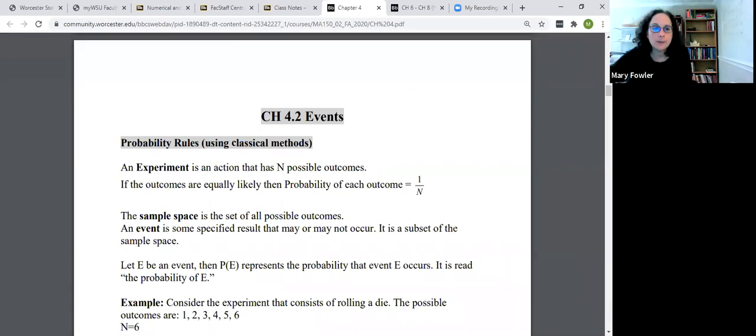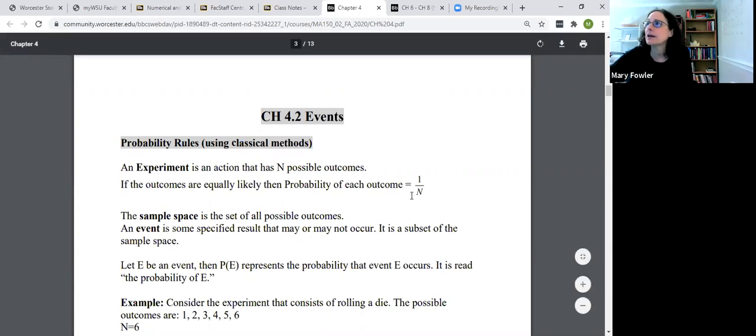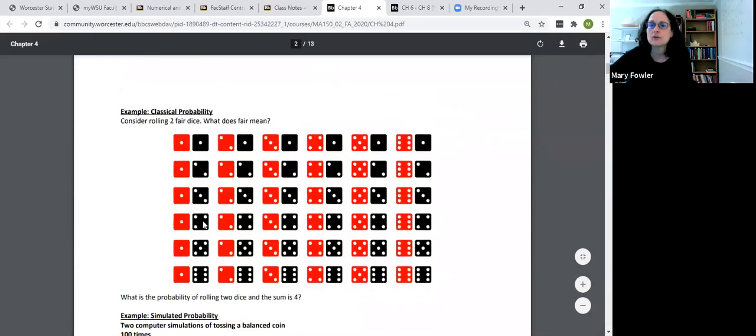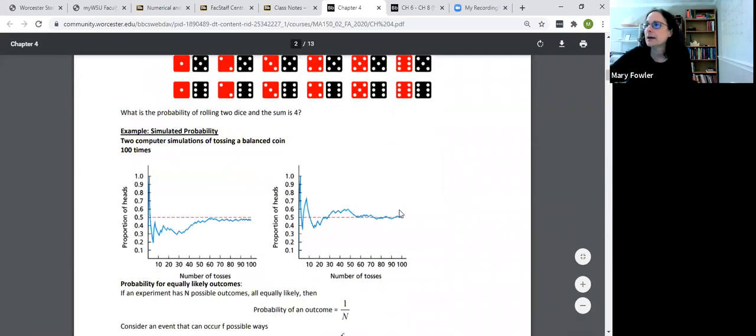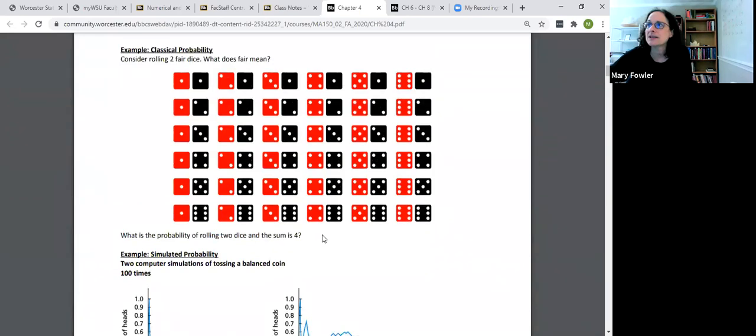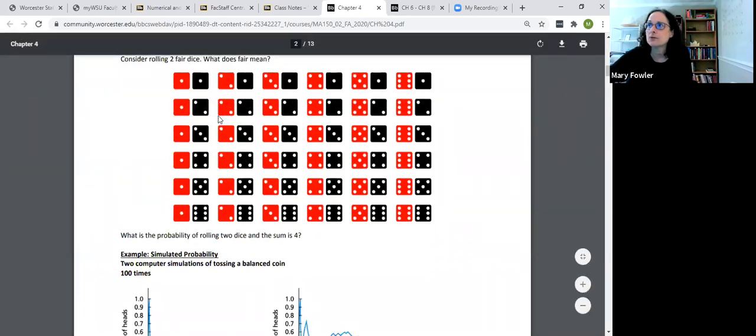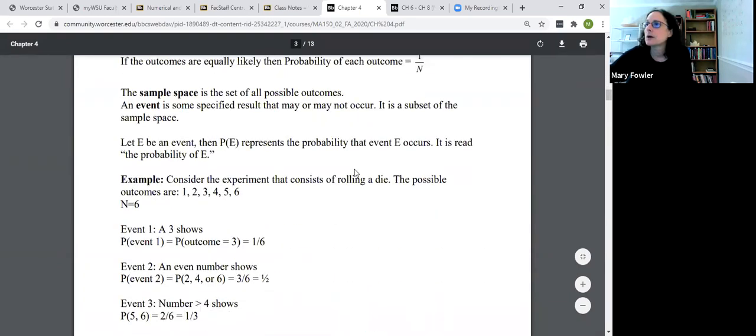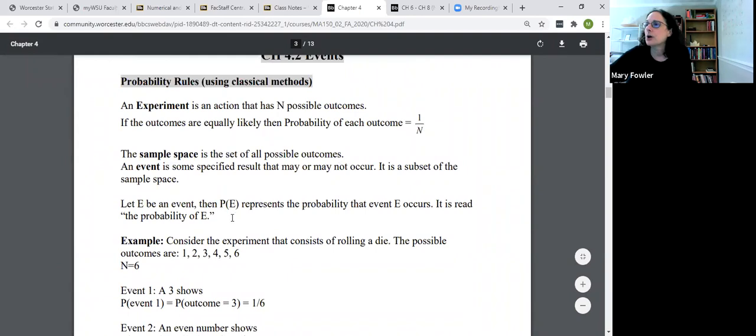So in the dice that we were looking at earlier, this here would serve as our sample space. And then an event is some specified results that may or may not occur, and it's a subset of the sample space. The event that we had looked at was that the sum of the dice is 4, so that one of these 3 outcomes occurred.